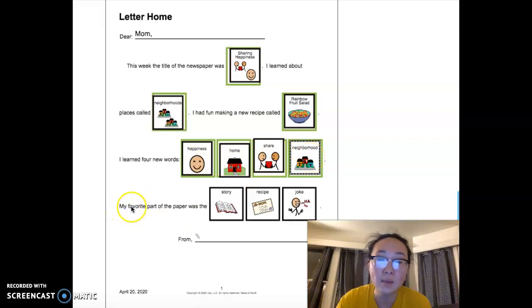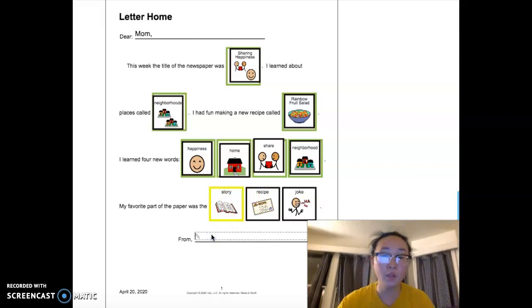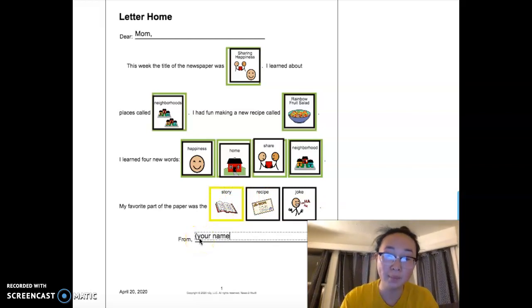And the last sentence says, my favorite part of the paper was the story, recipe, or joke. So, as always, joke we did not go over, recipe we were unable to make, so the answer would be story. Story. And then here, you would say from, and we would write your name.